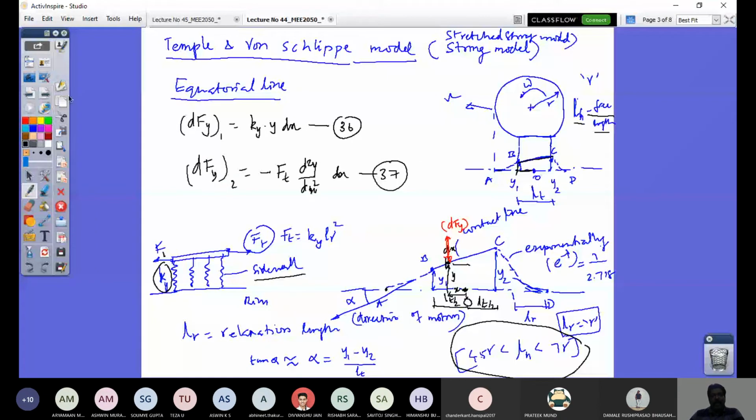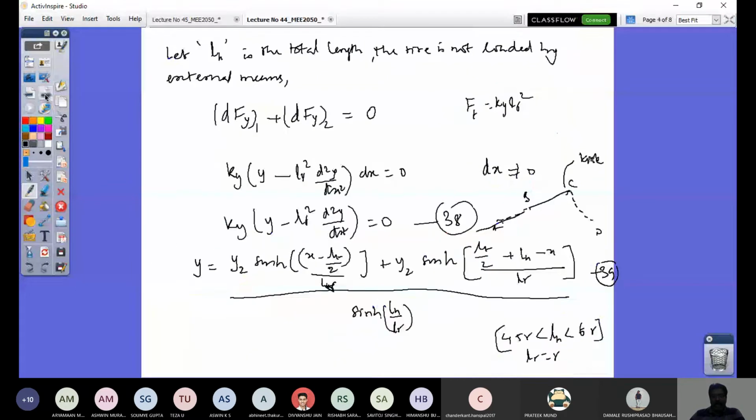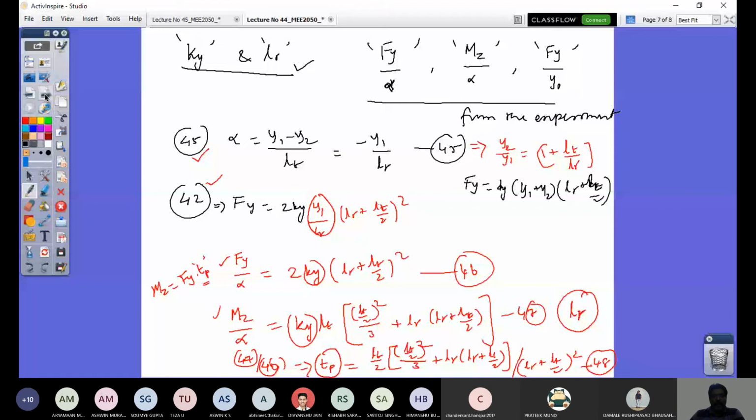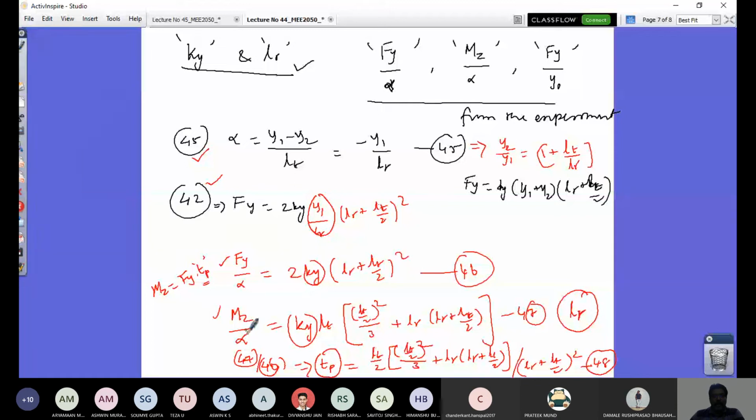This is the Temple and Wanshipy model that I was just briefing a while ago. Finally, we were able to get this relationship of Fy by alpha and Fz by alpha. This ratio gives you Tp, which is the pneumatic trail, independent of Ky, and which is sufficient to find out what LR is.